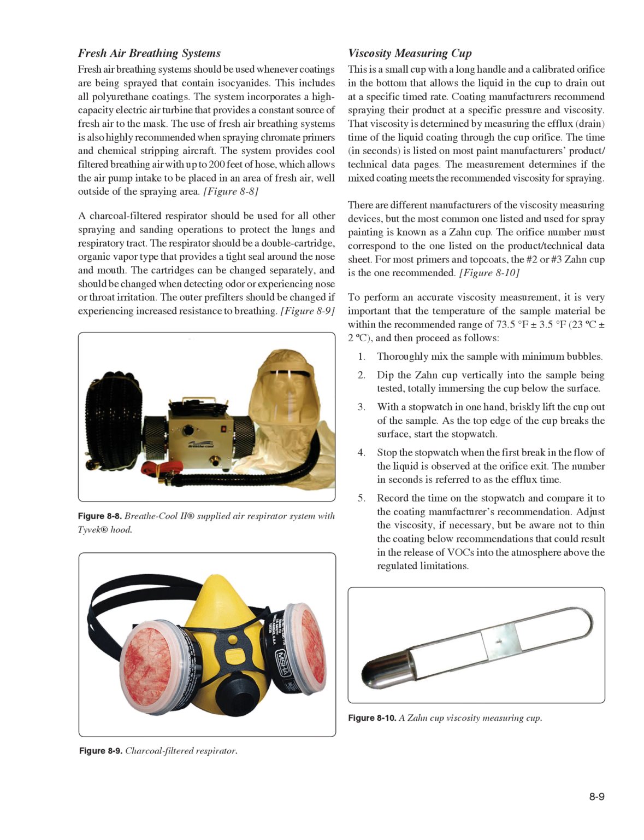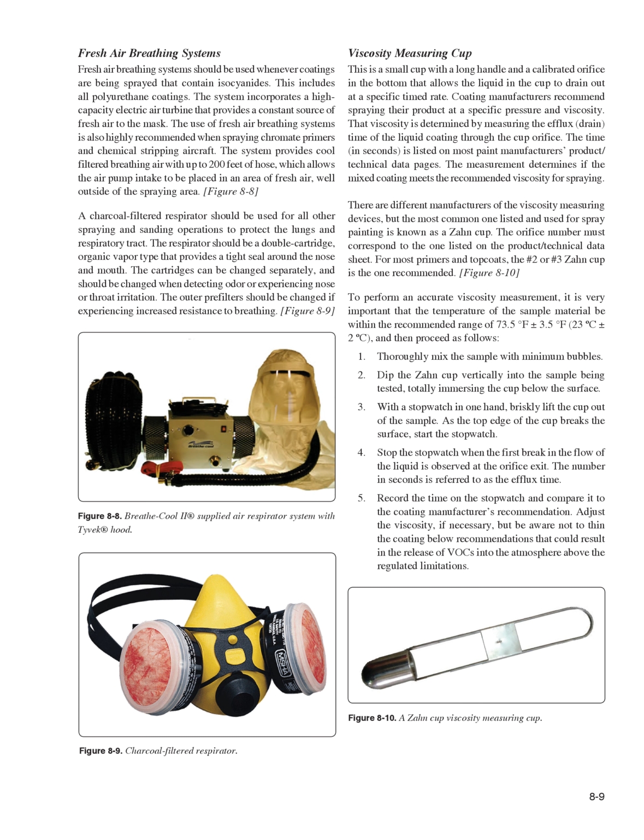Figure 8.8 A charcoal filtered respirator should be used for all other spraying and sanding operations to protect the lungs and respiratory tract. The respirator should be a double cartridge, organic vapor type that provides a tight seal around the nose and mouth. The cartridges can be changed separately, and should be changed when detecting odor or experiencing nose or throat irritation. The outer pre-filters should be changed if experiencing increased resistance to breathing.